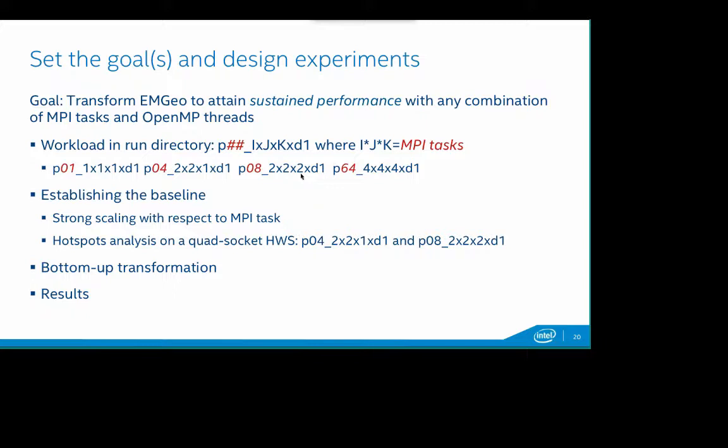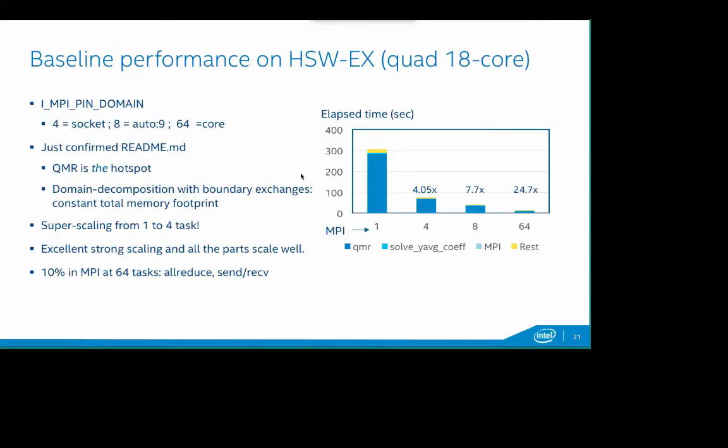Based on the baseline information and the analysis we got with the readme file, now we are going to see what we can do from the bottom one, dev 0 and dev 1. We are not touching that. Meaning, we have to understand what is implemented and how we are going to do it with OpenMP. So that's going to be our goal.